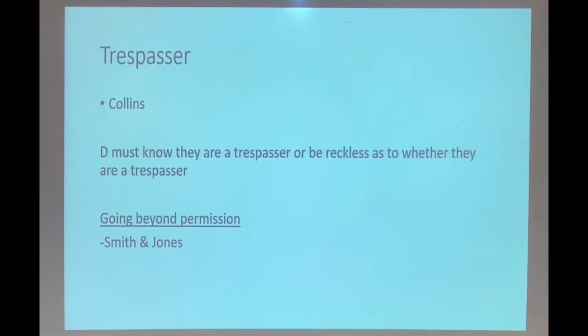I always think of it along the lines of, would they let you in if they knew what you were going to do? So if you're at your friend's house and stole something, you go beyond permission because actually they wouldn't have let you in if they knew you were going to steal something, so you actually become a trespasser.